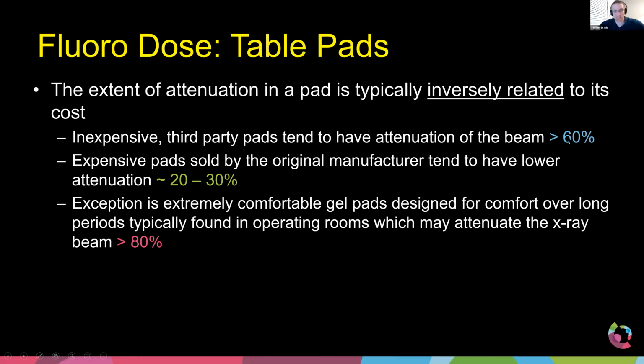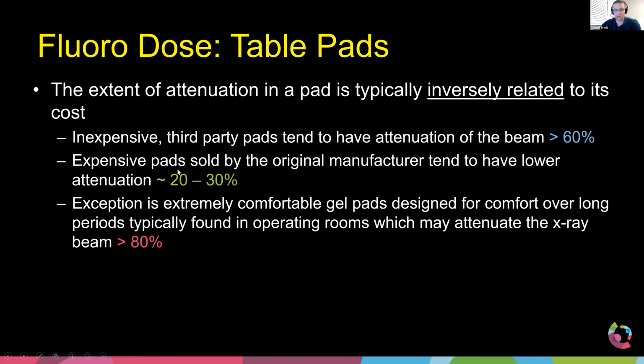That means the machine has to put that much more radiation through your patient to create the same quality of image. So A, it can affect image quality, but B, depending on if it's an overtube, that can really increase the dose of your patient quickly. Usually the pads sold by the manufacturers tend to be the lowest attenuating pads available.